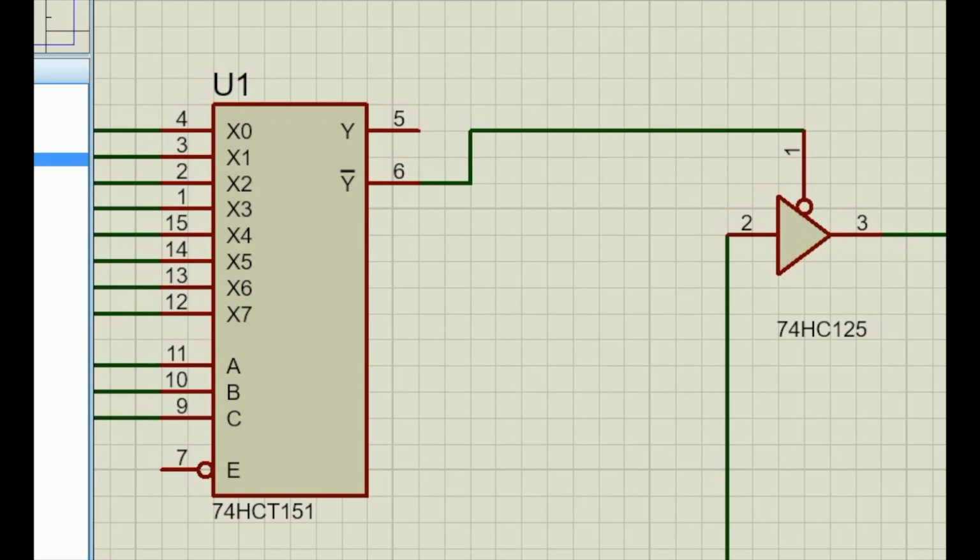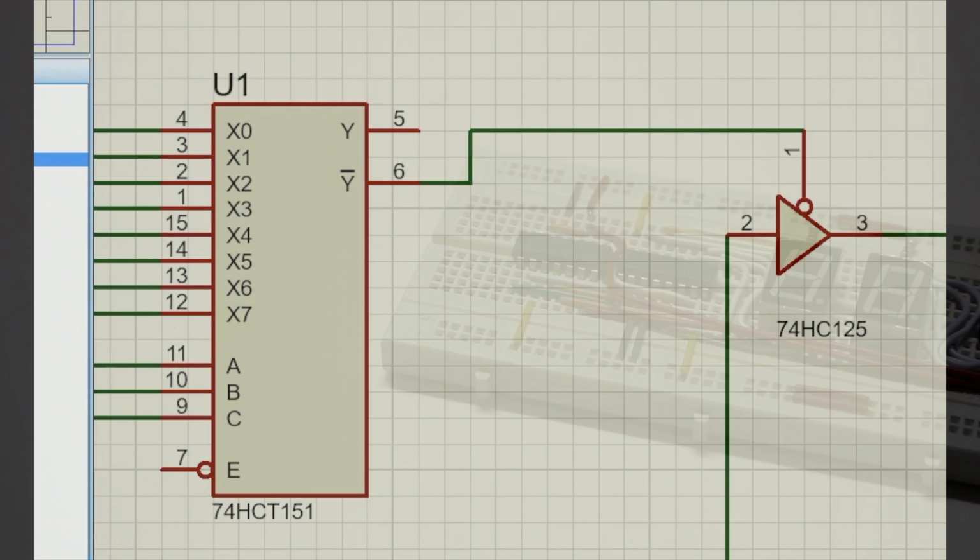But here the inverted output from the multiplexer is used to feed the tri-state buffer. If the buffer input is low, then the clock signal is passed to the score counter. Thus, one will get a point by catching an object.